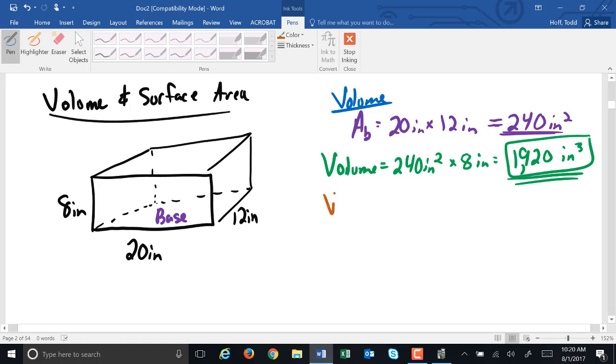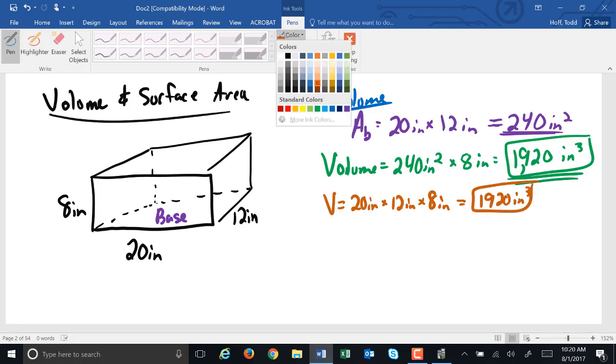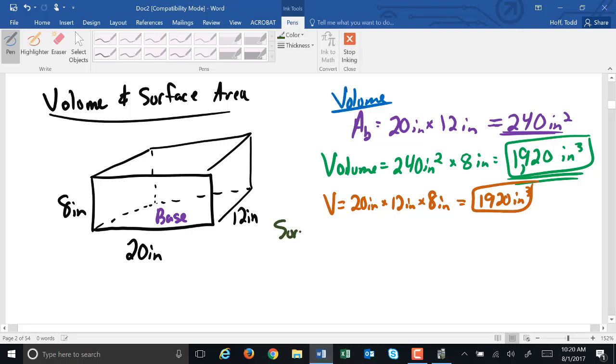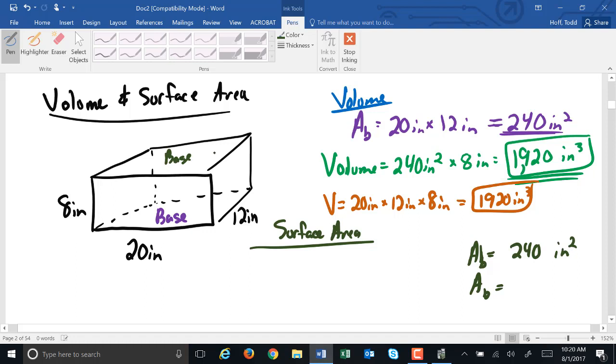Now we could have done simply length times width times height. That would have given us the 1920 as well. Because it's a box, that formula does apply. For surface area, we have the area of the base of 240, and of course there is a second base on top that's also 240 square inches.